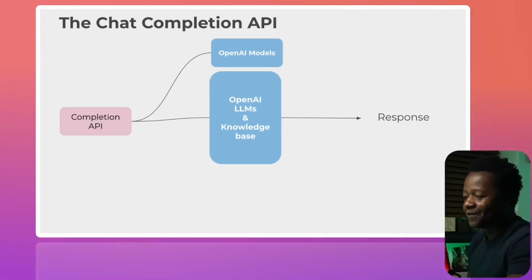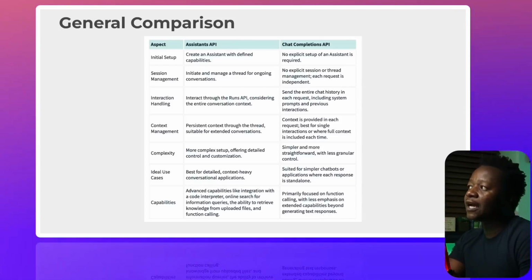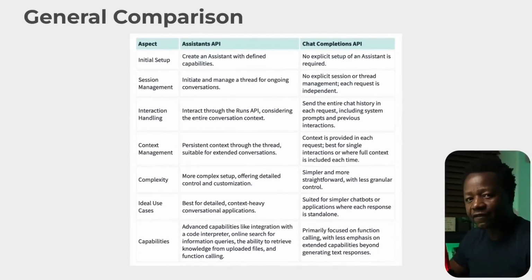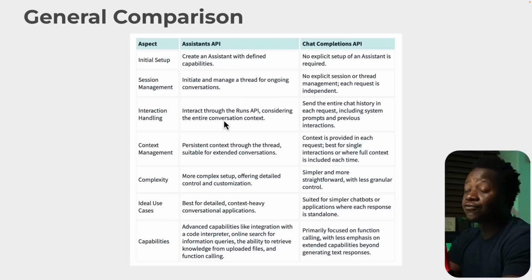Okay, that is the difference between the chat completion API, which is useful, and the Assistance API, as I have discussed earlier. So let's look at this general comparison so we can see the differences between the Assistance API and the Chat Completions API. This is just to have some sort of an overall idea. You can see here the aspect column, the Assistance API, and the Chat Completion API. For the Assistance API, initial setup, you have to create an assistant with defined capabilities, which we'll see in a little bit. For chat completion, of course, there's nothing for you to set up. You just call the API and get the results, the answers, and so forth. For the Assistance API, we have to initiate and manage a thread for ongoing conversation. We'll talk about what a thread is in a little bit. And for the chat completion, of course, we have none of that.